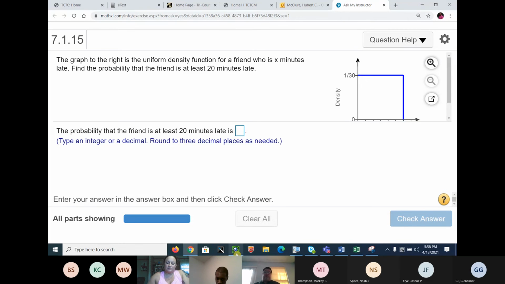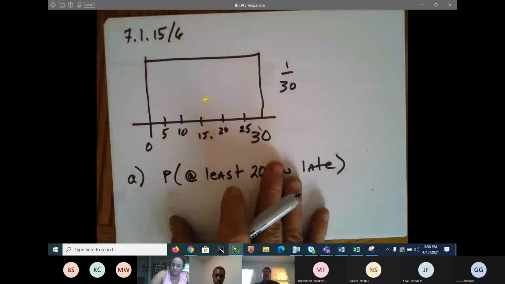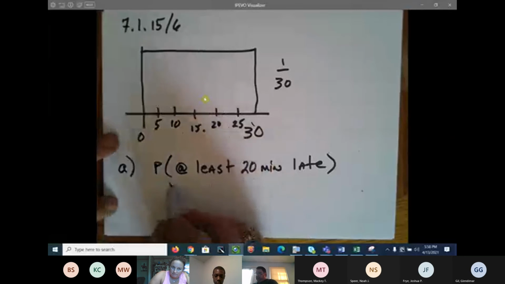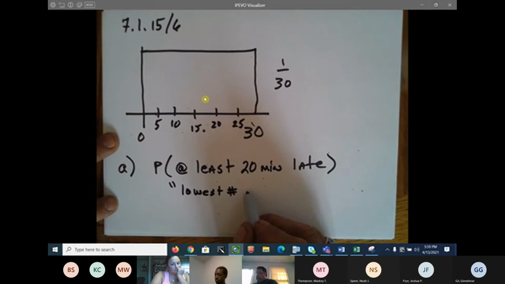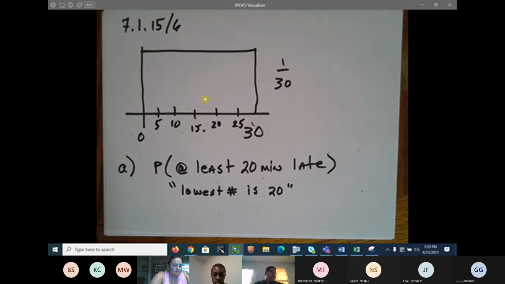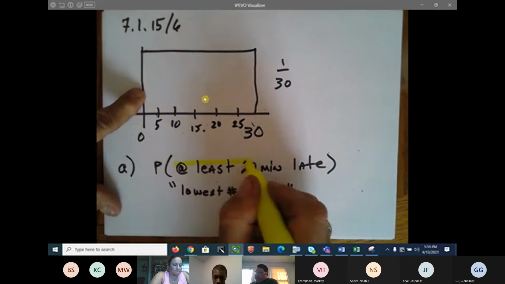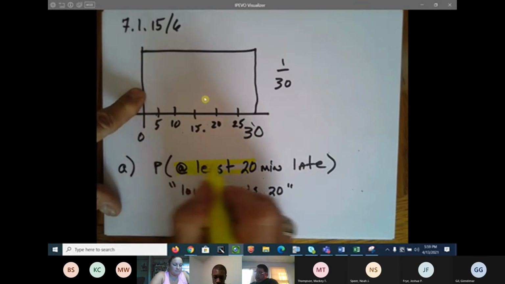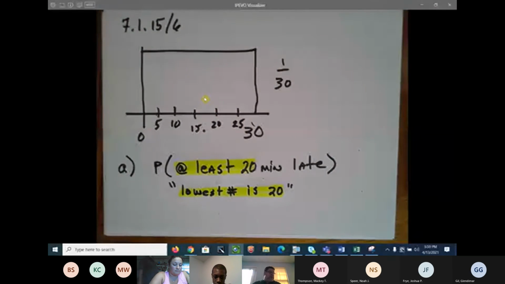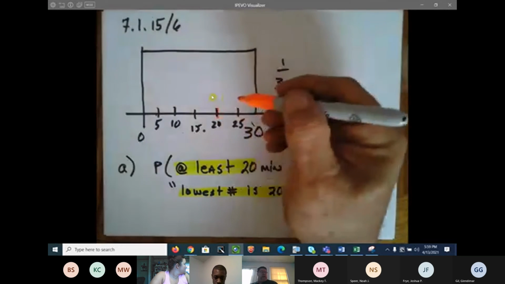Okay, in order to do this problem, you have to remember what I told you about at least. At least means, in layman's terms, the lowest number is 20. That's what that means. So I'm going to highlight this right here in yellow. At least 20 means the lowest number is what? 20. So I'm going to take my orange pen and put a line right here at 20.